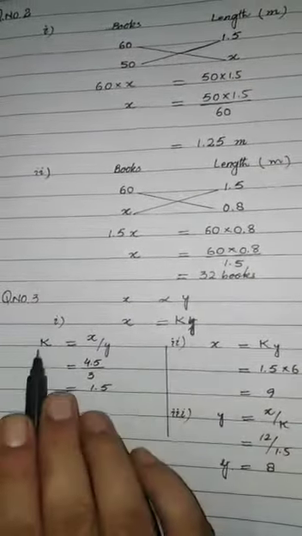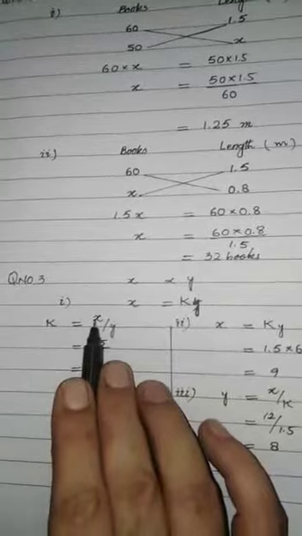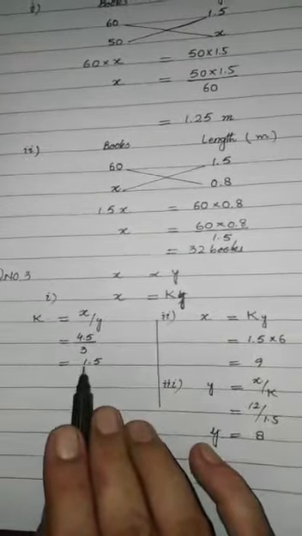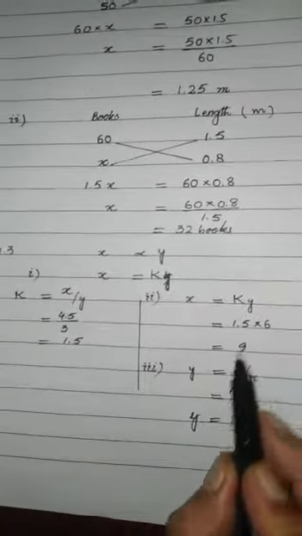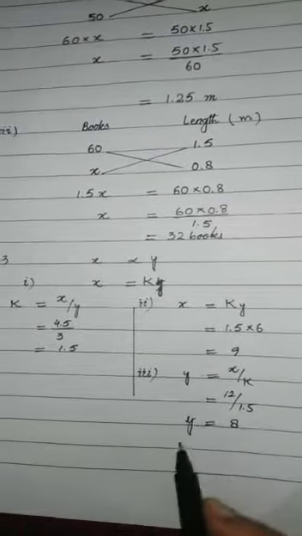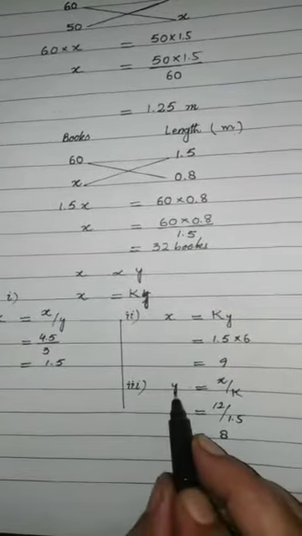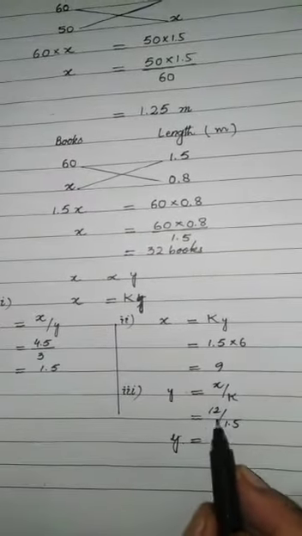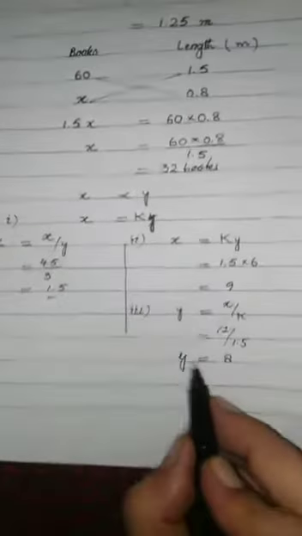With the help of this equation, first we will find the value of k. K is equal to x over y. The value of x is 4.5 and the value of y is 3, and the value of k is equal to 1.5. In the second part, we have to calculate the value of x, which is equal to ky, and the value of x is 9. In the third part, we have to calculate the value of y, and we will use this equation again to find the value of y. Y is equal to x over k. The value of x is given as 12 and k is 1.5, which we have already calculated here, and thus the value of y is equal to 8.